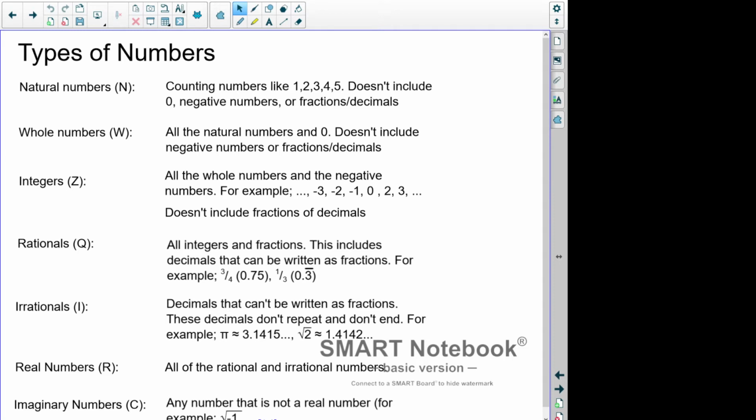When I'm talking about the rational numbers, they include the integers, and the integers include the whole numbers, and the whole numbers include the natural numbers. So we have these subsets of rational numbers, and then we have the irrational numbers, and then we have the real numbers, which are a set of all of those numbers. And as I mentioned before, there's another set of numbers here called the imaginary numbers or complex numbers.